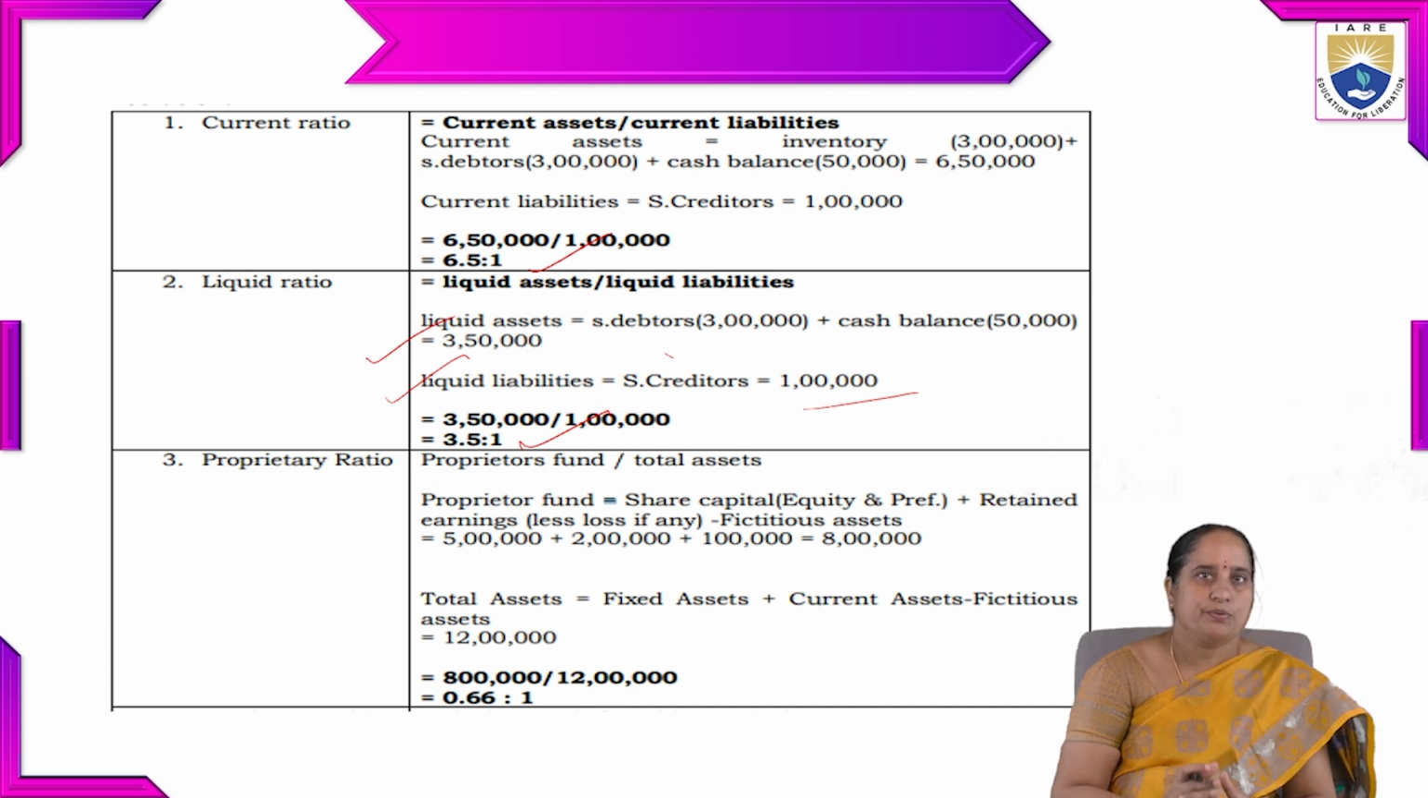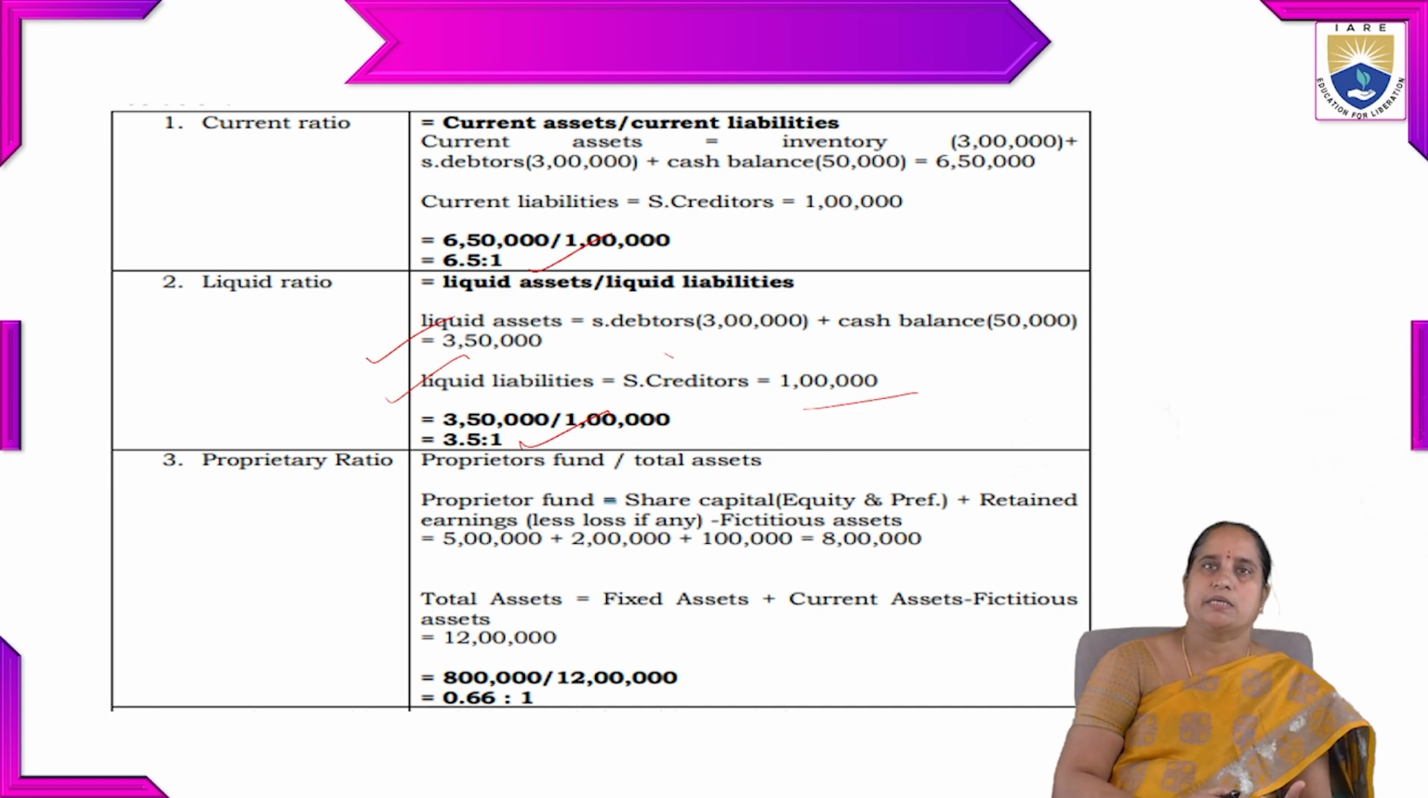The third one, proprietary ratio. So here the formula is proprietor's fund divided by total assets. So we should know what is proprietor's fund, which includes share capital, whether it is equity or preference, plus retained earnings. If any loss is there, that should be subtracted from the retained earnings. If not, directly we can take minus fictitious assets.